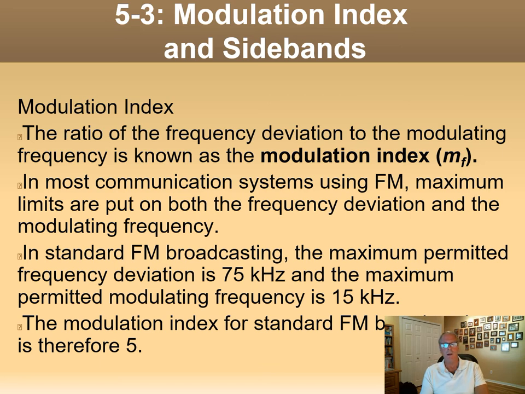Modulation index for standard FM broadcasting is therefore 5, but 75 kilohertz divided by 15 kilohertz. Okay.